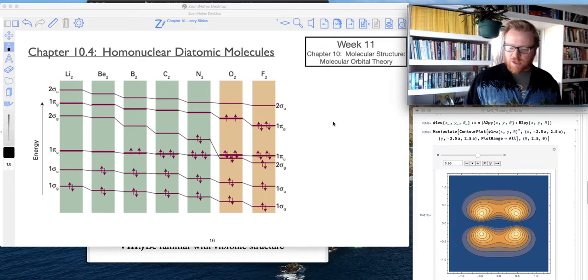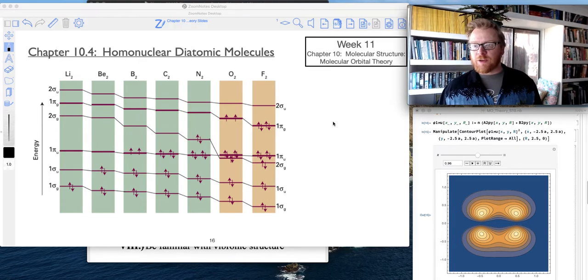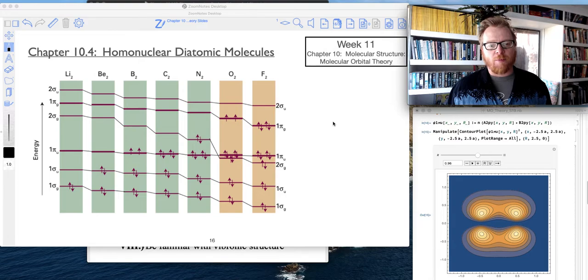So I also wanted to clarify a little bit more of what I was working on last time with this S and P mixing business, right? How the order of the 2 sigma g orbital switches with the 1 pi u. So I wanted to explain that a little bit better than what I did last time.